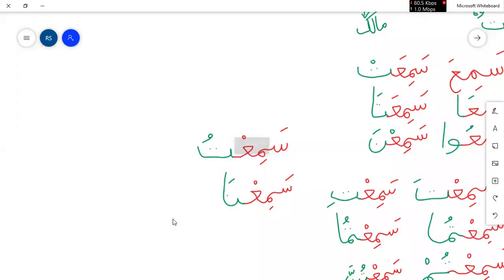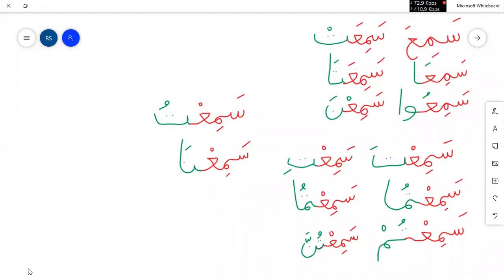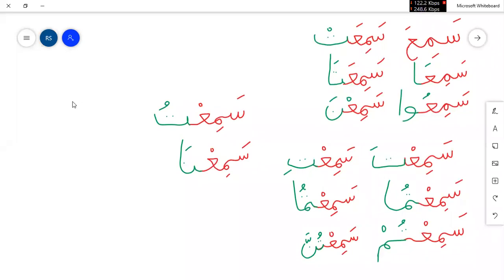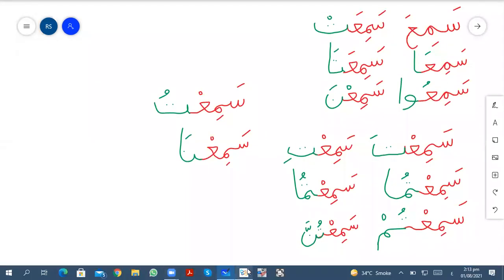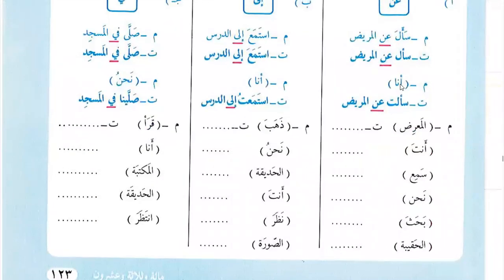So you all can make a screenshot if you want. You can find it in the app. You all need to memorize it because we will need these verbs again and again. So there is no choice but to memorize them well. You see, I asked, we said sa'altu; he asked, sa'ala. Now with anta, you will say you asked, we asked, he searched for. In this way, you will change.